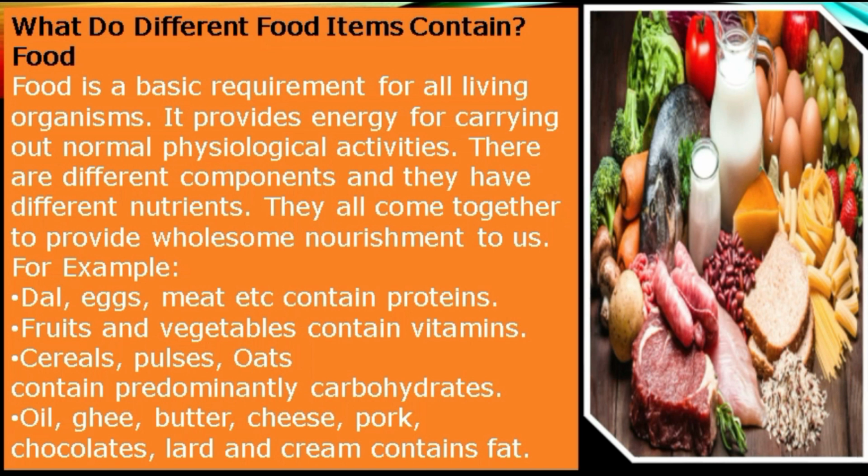So it is necessary for us that we get food that we call a complete food. And students, there are different components that make a food a complete food, and all these components come together to provide wholesome nourishment to us. For example, dal, eggs, meat, etc. contain proteins. So it is necessary that our diet also contains these items.